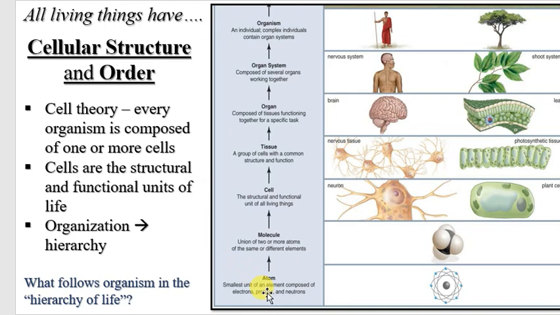So what happens is you start off with an atom, many atoms come together to form molecules. Molecules come together to form a cell. You have many cells that are common in structure and function. They form tissues, and then when you have tissues that are functioning together to perform a specific task, you have an organ, and it goes on from there until you have an organism. And then after organism, you have population, community, and then your ecosystem, biosphere, etc.